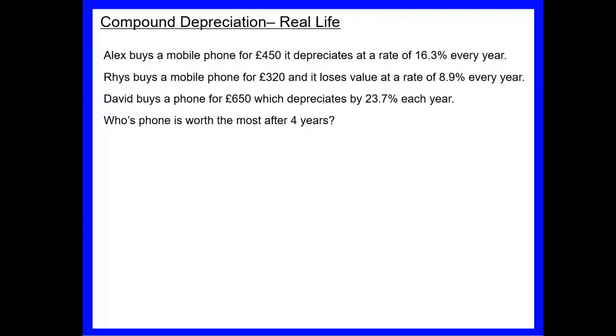Some of them end up keeping their value a little bit more than others, so we might want to work out which one we should get. Reese has got his then, £320, and it loses 8.9% each year, and David has his for £650 and it loses 23.7% each year. They want to know how much they'll be worth at the end of 4 years. Pause the video now, see if you can have a go for yourself first.